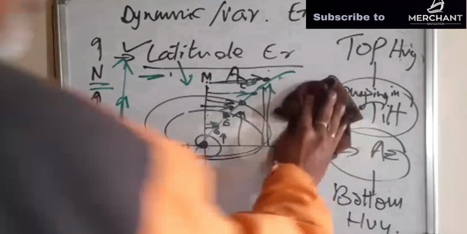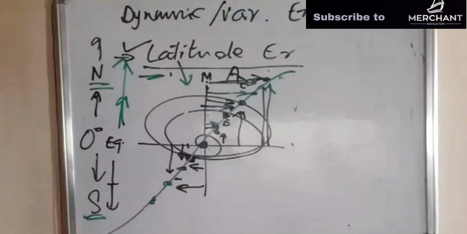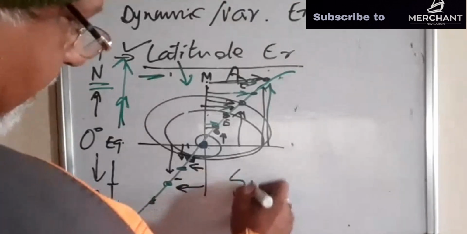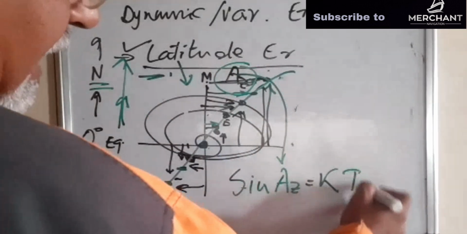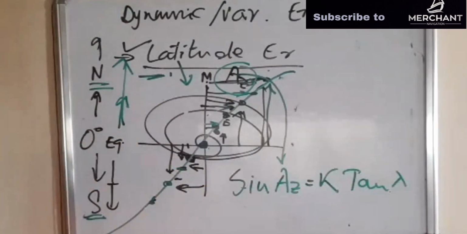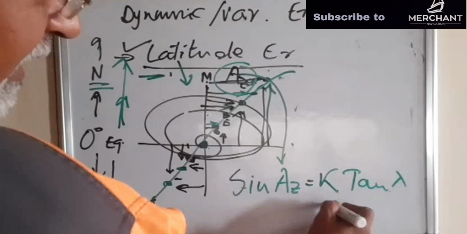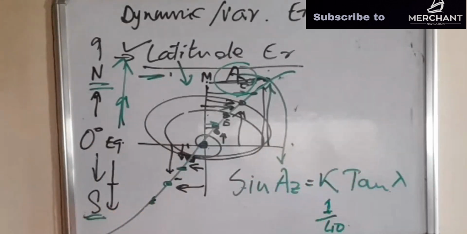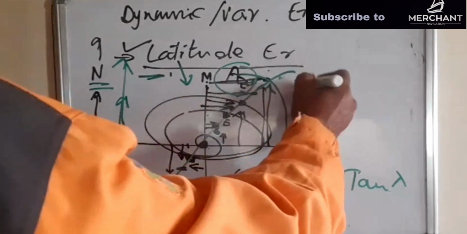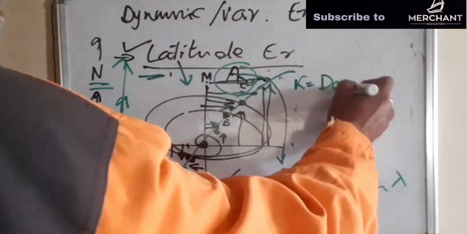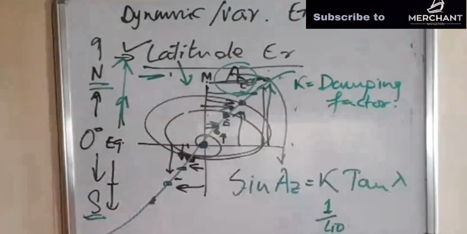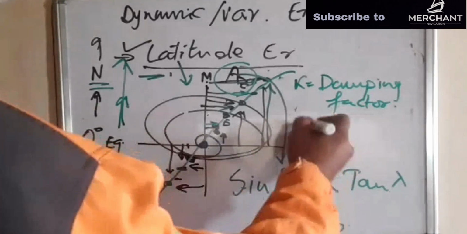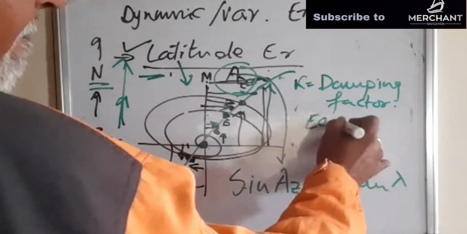Yes, sir. So to do that, we have a formula: sin azimuth is equal to k tan latitude. K is normally 1/40 in gyro compass. It is a constant. K is known as damping factor, or may be termed as eccentricity of ellipse.